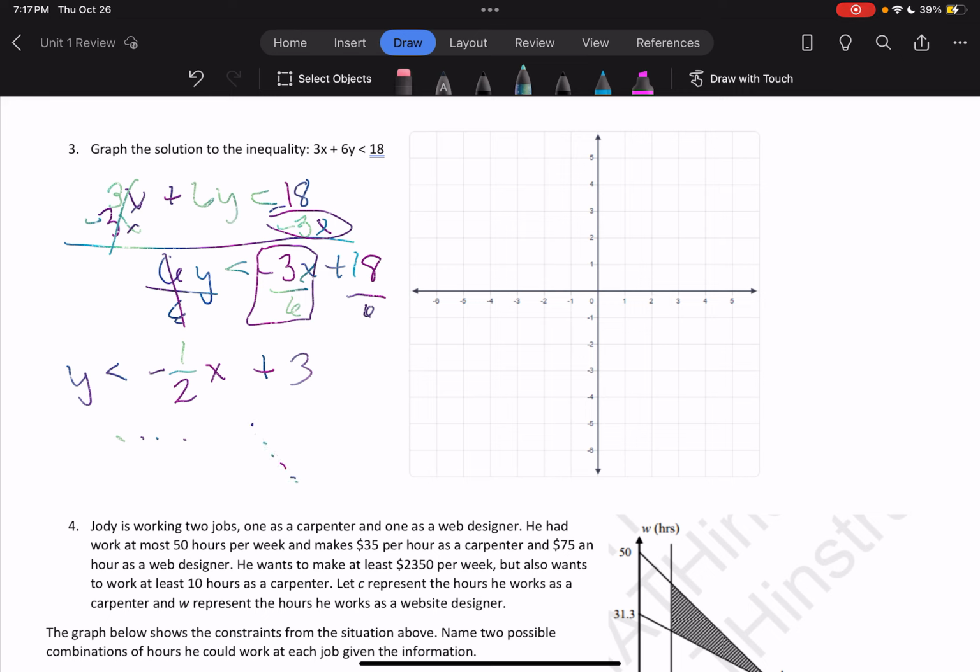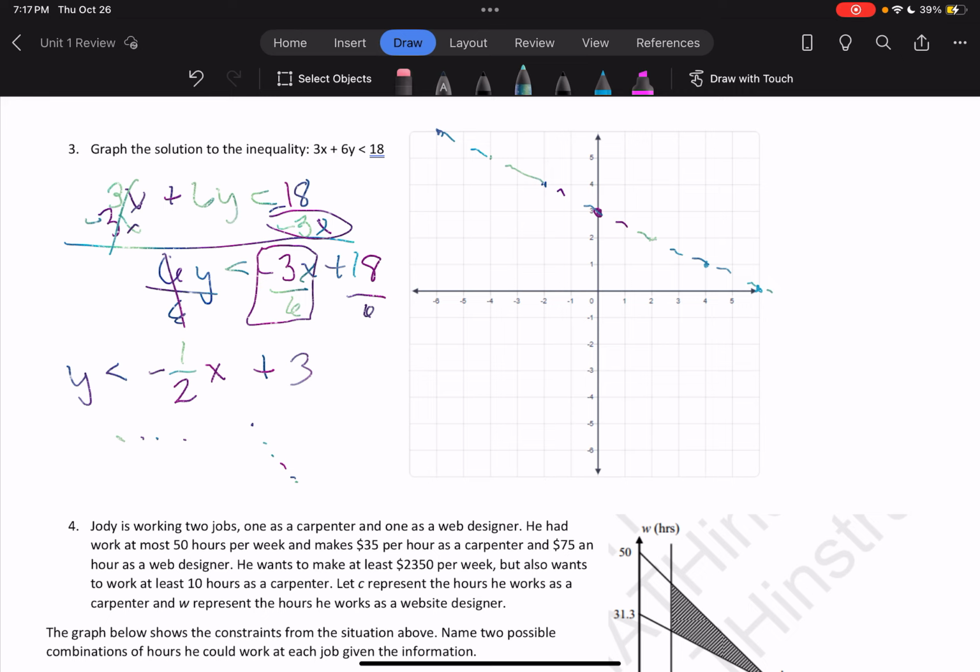So I'm starting at y equals 3. That's my y-intercept, going down 1 over 2, down 1 over 2, down 1 over 2. If you want to draw some dots the other way, up 1 over 2, up 1 over 2. And then again, it's going to be a dotted line.